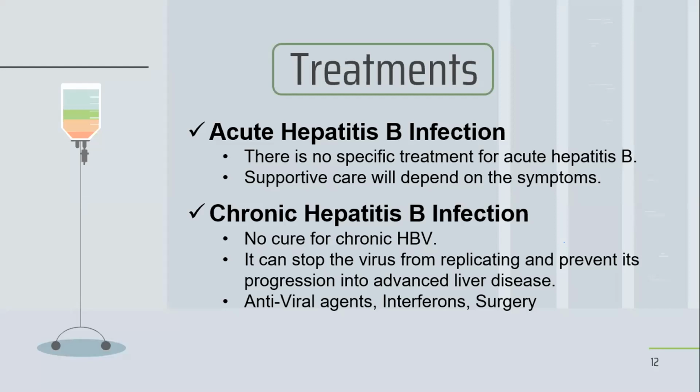So next are interferons. They are proteins that have antiviral, anti-proliferative, and immunomodulatory effects. They are man-made versions of the substance produced by the body to fight infection. Examples of these are pegylated interferon alpha. Next is surgery. Liver transplant is the treatment of choice for patients with fulminant hepatic failure who do not recover, and for patients with end-stage liver disease due to hepatitis B disease.